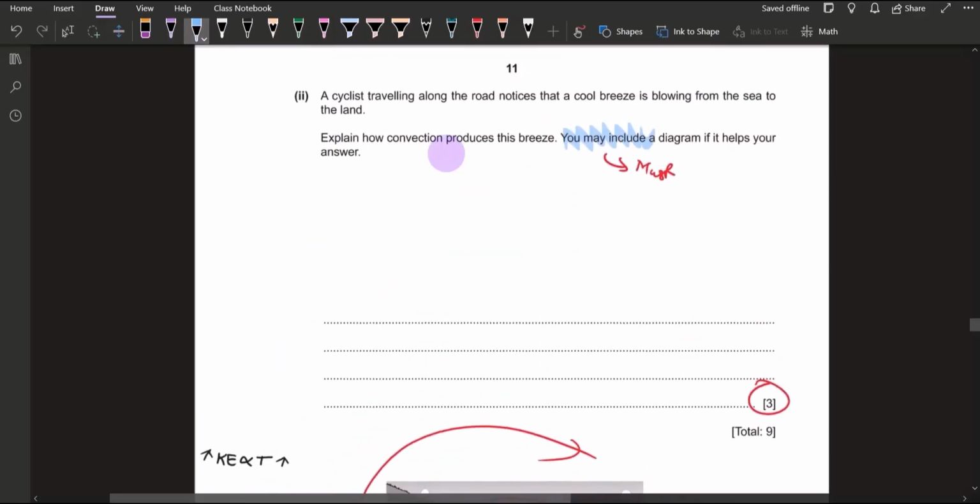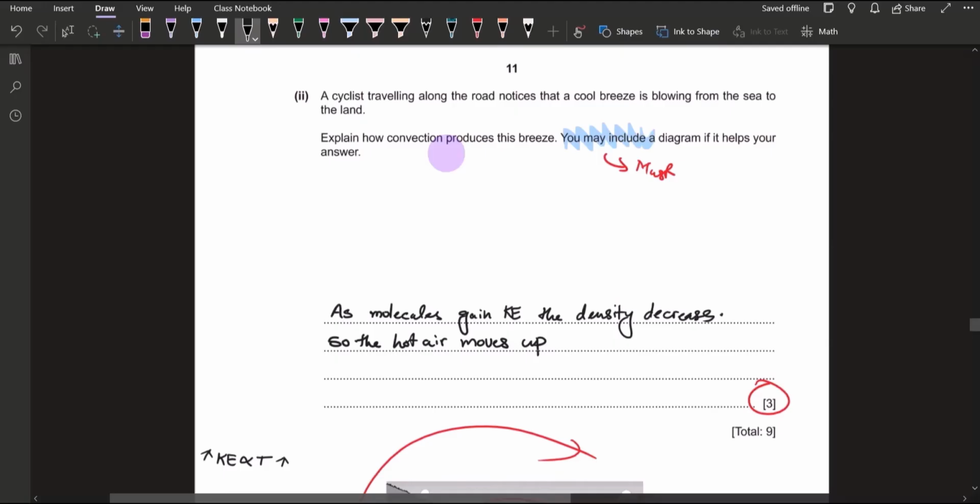So the same thing we can write here: as molecules gain kinetic energy, the density decreases. And as the density decreases, the hot air moves up. And what happens next is the hot air gets replaced by the cool air. And we'll get 3 marks for this. 1st mark for the first statement, 2nd mark for the second statement, and 3rd mark for the third statement. And we are done with question number 6.